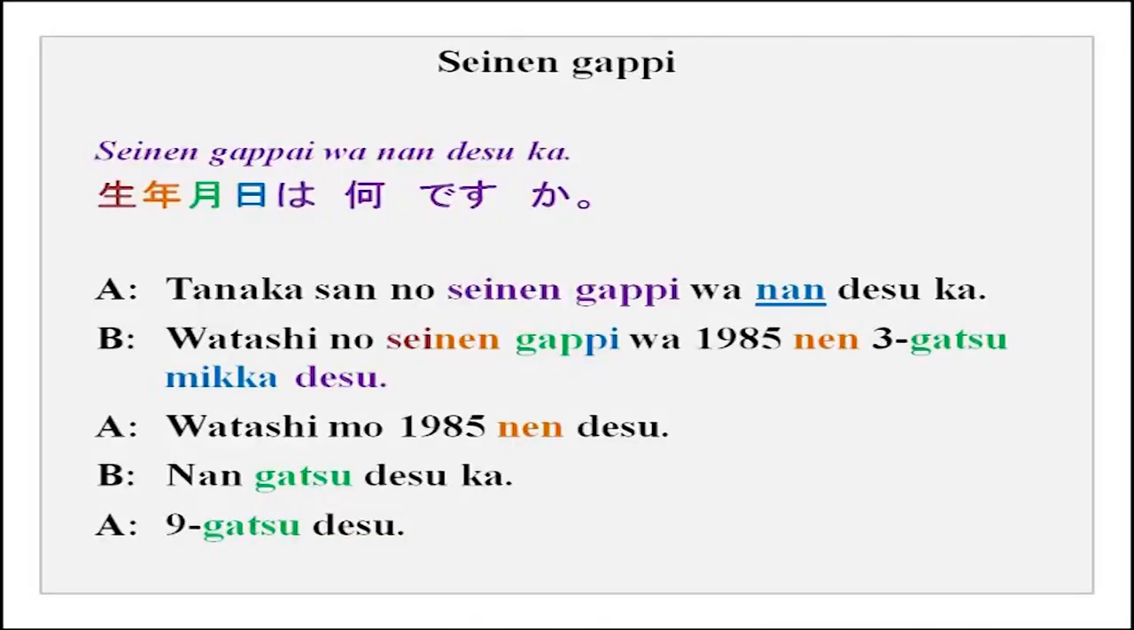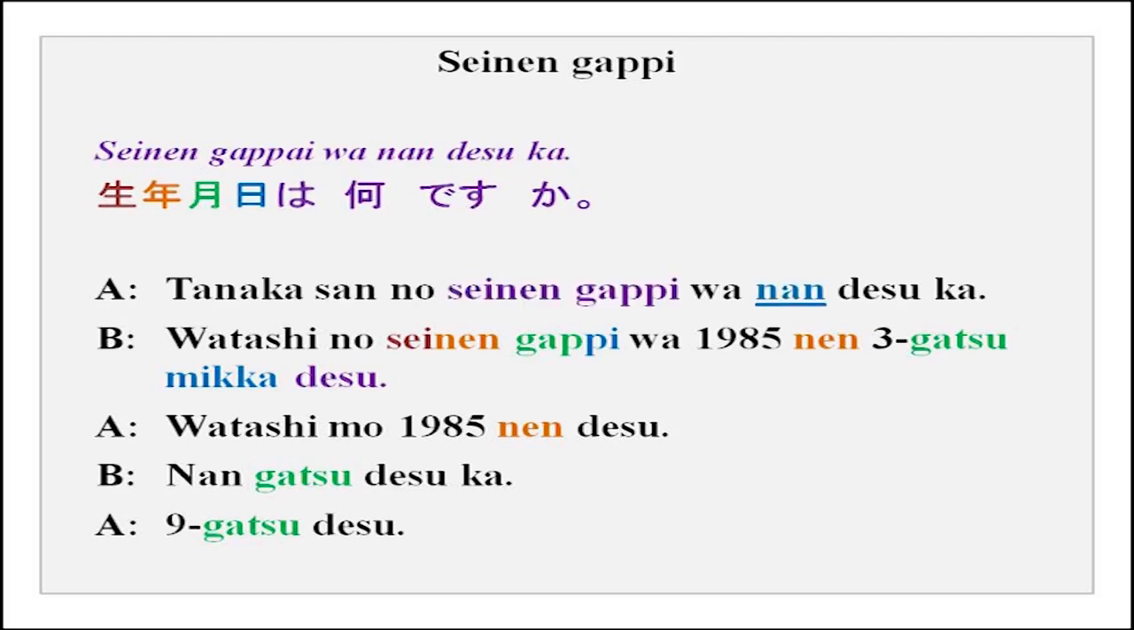Now you have done senmon. You know how to tell about your senmon, you know how to tell about your hobbies, your shumi, you also know how to tell about your tanjobi, which is birthday. There is something very important which we need to do over here, which you really require. It's very important when you fill forms. And what is that? That is seinen gappi, which is your date of birth. So that is what we are going to do over here today. Seinen gappi wa nan desu ka? So let us see.